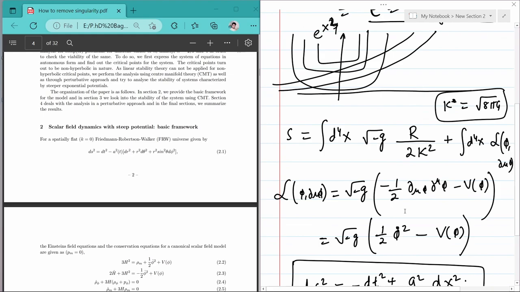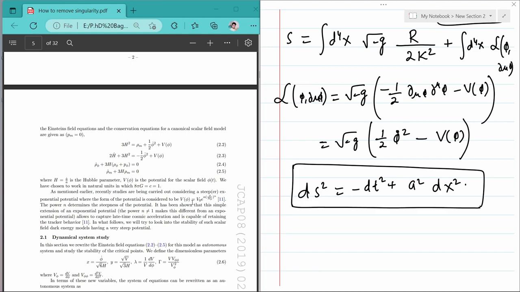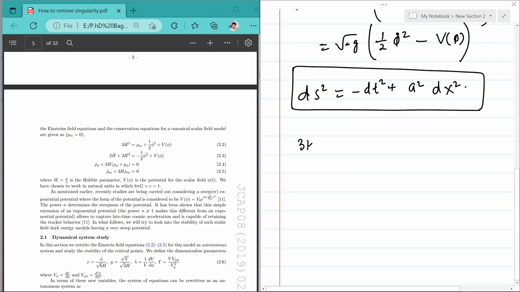First of all, when we solve Einstein's field equations, we get two field equations. The first is 3H square equal to rho m, considering that in our action there is a barotropic fluid or dark matter, plus half phi dot square plus V of phi. Now we can always multiply with some kappa square, and in this paper kappa square is assumed to be 1. There is no problem, we are always working in natural units, and these can be set equal to 1.